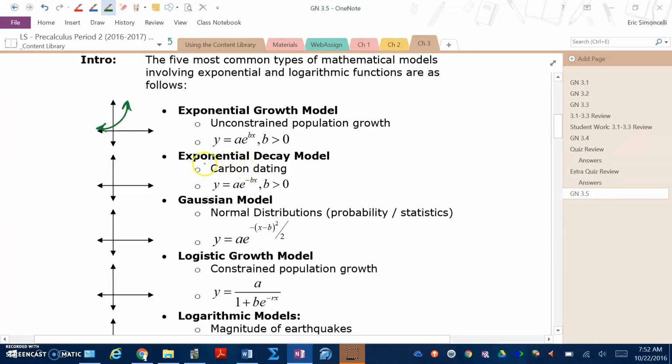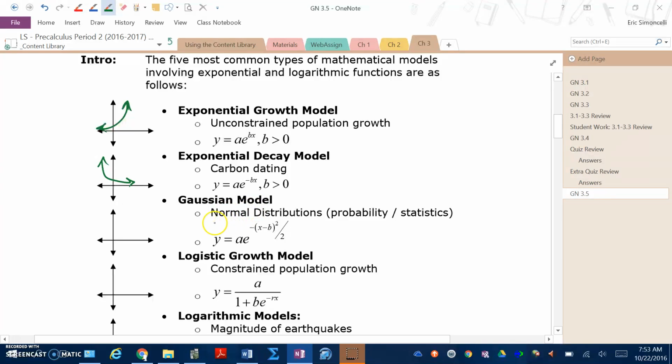The next basic kind of function we'll look at is an exponential decay model. Carbon dating is a great example of that. The general equation would be y equals ae to the negative bx power, where b is initially greater than 0. Now they highlight b greater than 0, interestingly enough. The equation itself, as you see, has a negative in front of it. So it is, in fact, decaying as such, graphically speaking. Okay. All of these exponentials will have horizontal asymptotes, just like we've seen in the past.